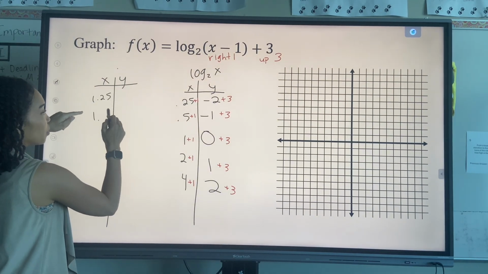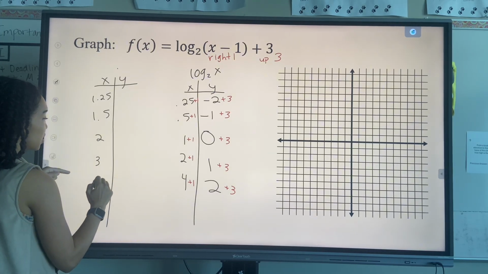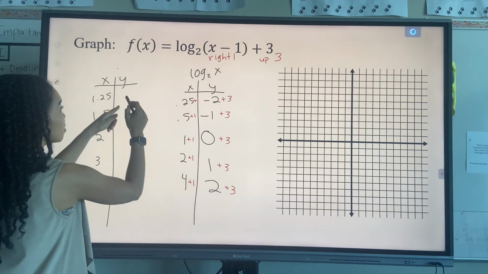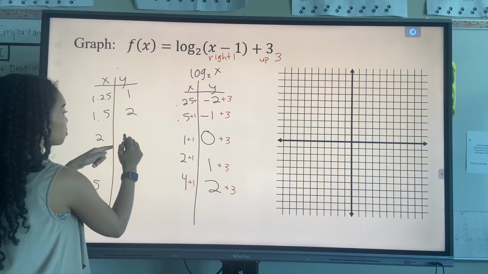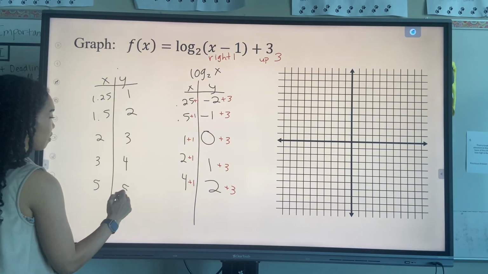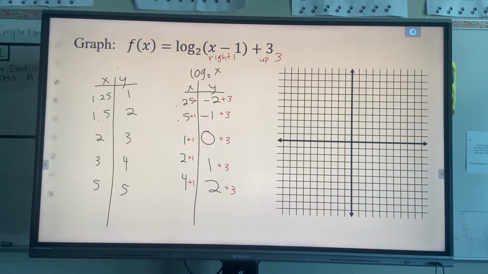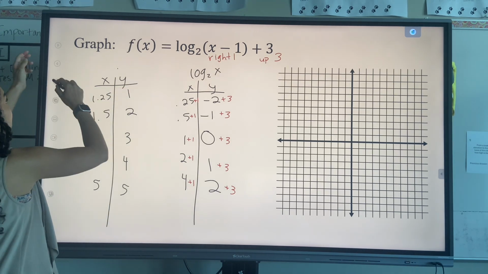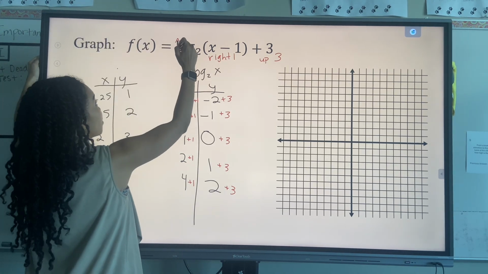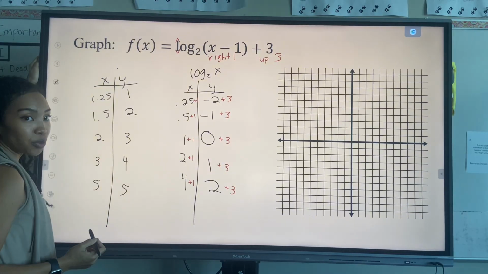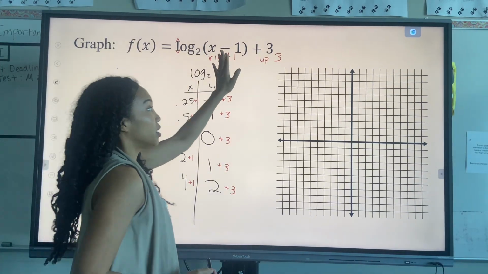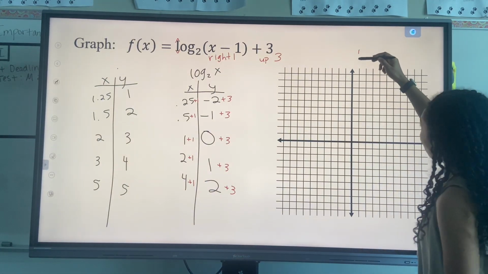1.25, 1.5, 2, 3, 5. And then this is 1, 2, 3, 4, 5. Now remember, for a log, your asymptote, I like to put arrows on the L, it's vertical. And it went right 1. So I know my asymptote is at 1.